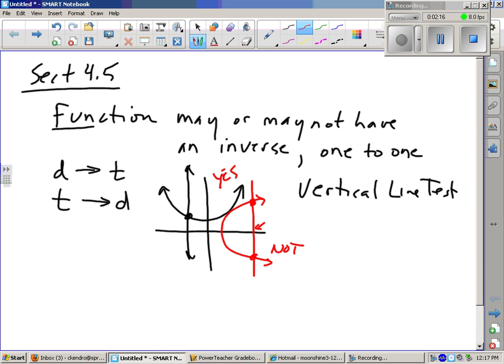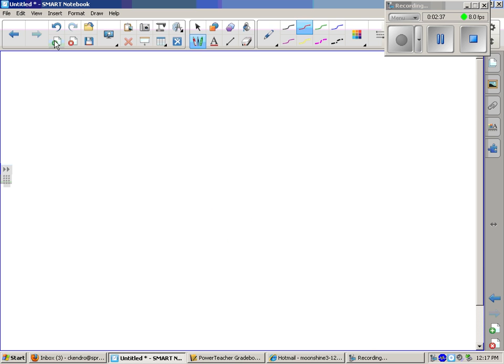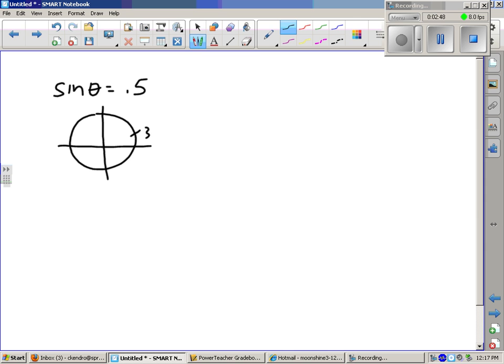And you know from things we've done before, like sine of theta equals 0.5, well, theta could be 30 degrees or it could be 150 degrees. There's two answers. Well, to avoid confusion, what we're going to do is restrict the quadrants in which you can choose your answers. So let's look at sine. If I do sine of theta is 0.5, your answer can be either here or here.